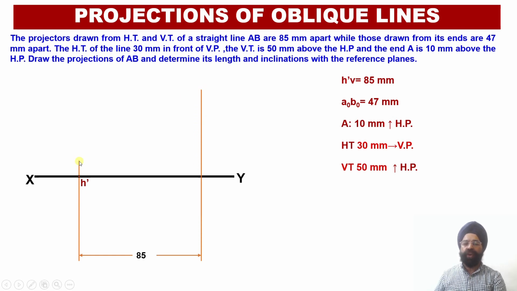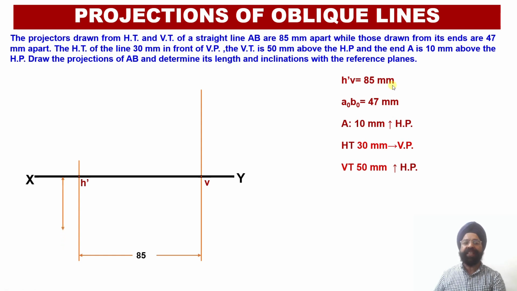That is, the horizontal trace will be located along the first vertical projector that we have drawn, whereas the vertical trace will be obtained along the second vertical projector. So point H dash will be located on the XY reference line over here, while point V will be located, corresponding to the vertical trace, on the XY reference line at this particular position. Having marked the locations of the points H dash and V, we have measured this H dash V distance equal to 85 millimeter.